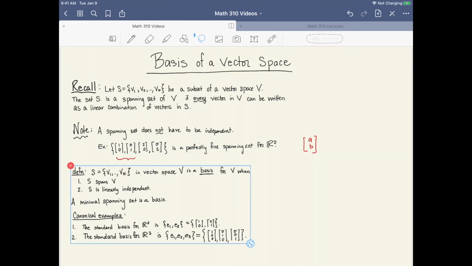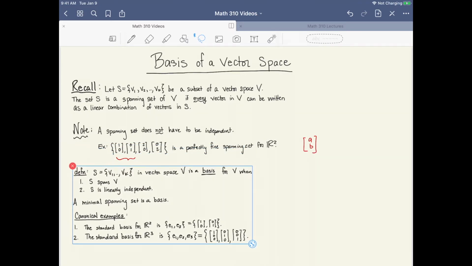So we will say that a set in a vector space V is a basis whenever two things are true. First, it needs to span that vector space. And second, that set needs to be linearly independent, so no redundancies, nothing extra. A minimal spanning set is a basis.